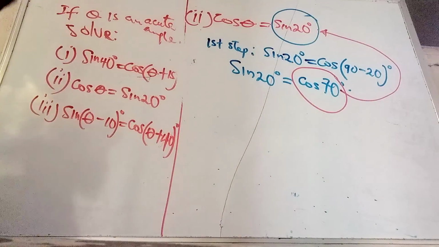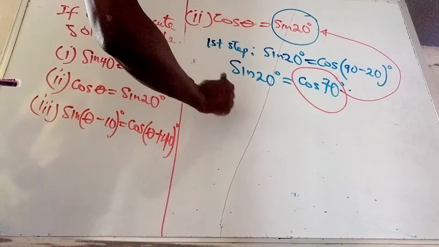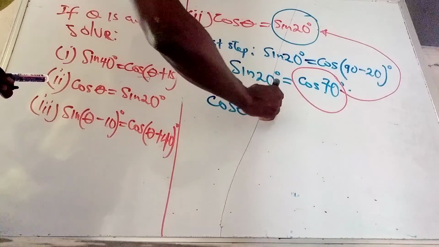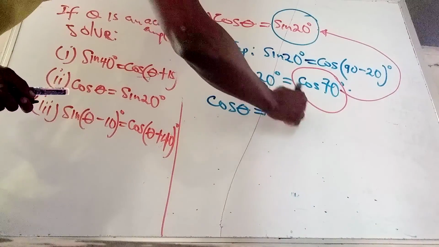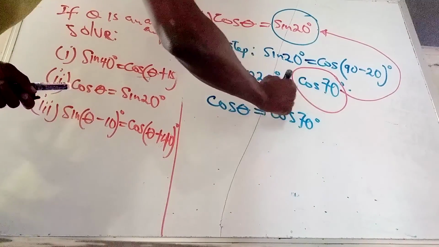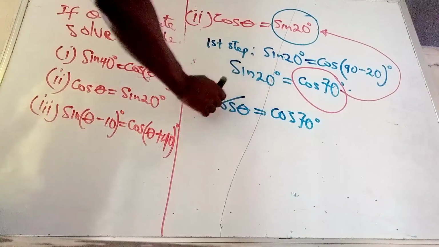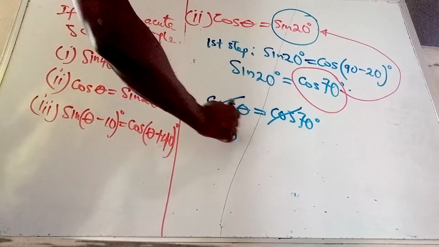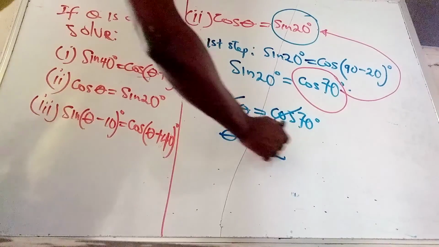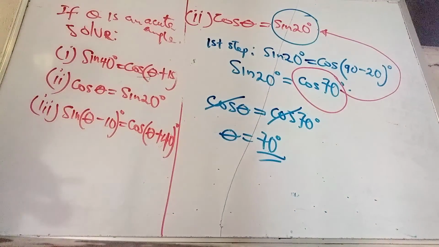So what do I have? I have cosine of theta equals cosine of 70 degrees. I'm writing cosine of 70 degrees instead of sine of 20 degrees. Cosine will cancel cosine. What is theta? Obviously, 70 degrees. All right. The third question now. I'm going to use the same approach to solve it.